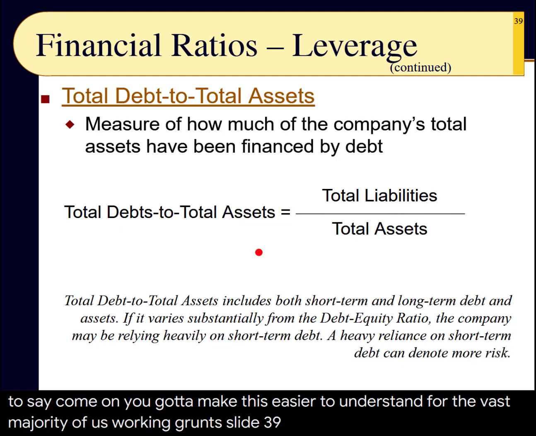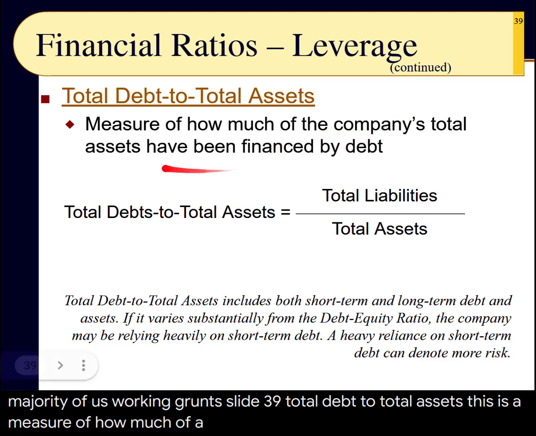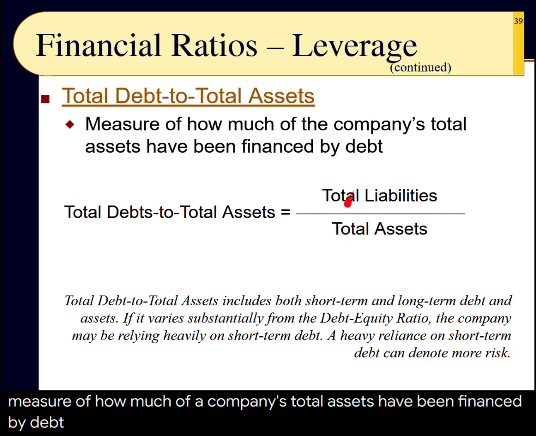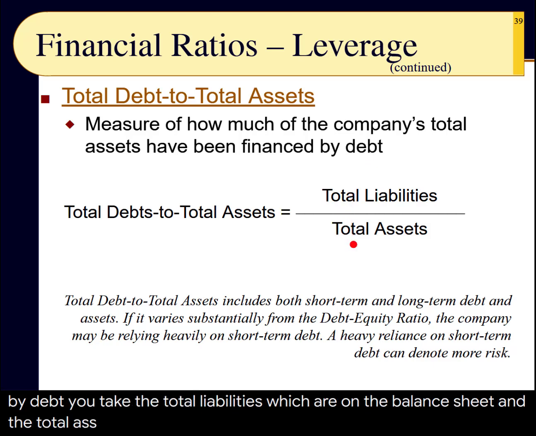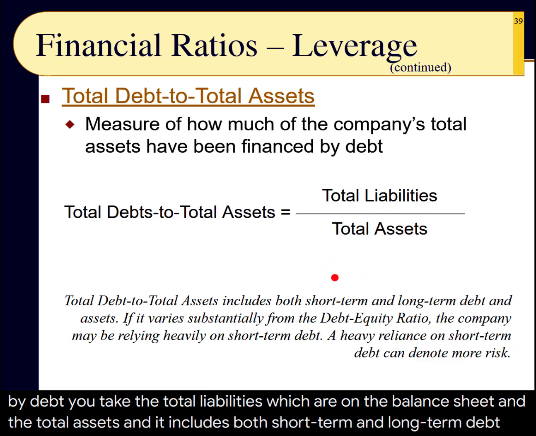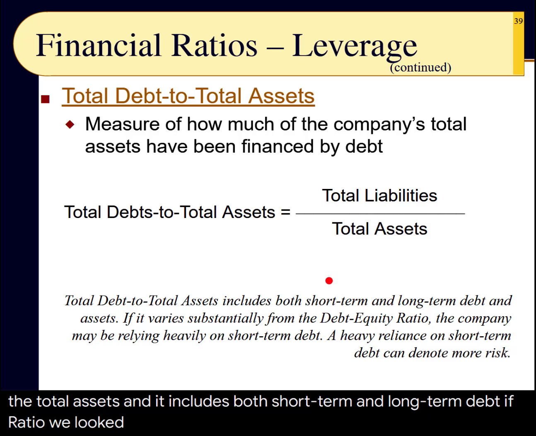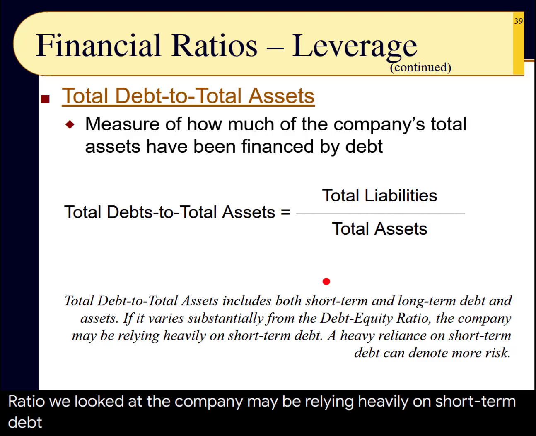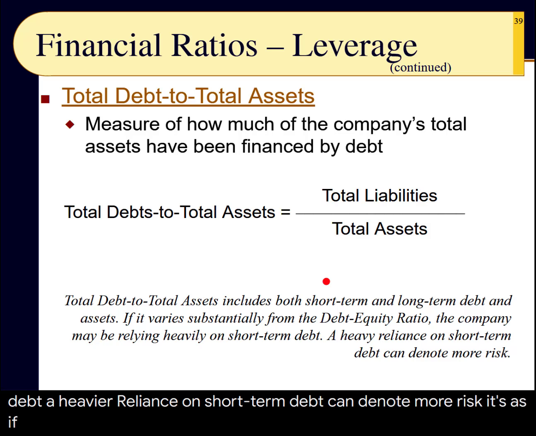Slide 39, total debt to total assets. This is a measure of how much of a company's total assets have been financed by debt. You take the total liabilities, which are on the balance sheet, and the total assets, and it includes both short-term and long-term debt. If it varies substantially from that debt to equity ratio we looked at, the company may be relying heavily on short-term debt. A heavy reliance on short-term debt can denote more risk. It's as if you're financing your company with credit cards.